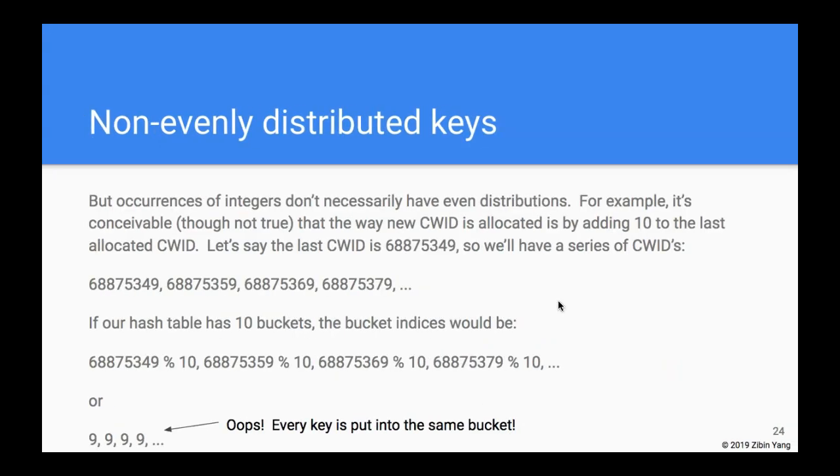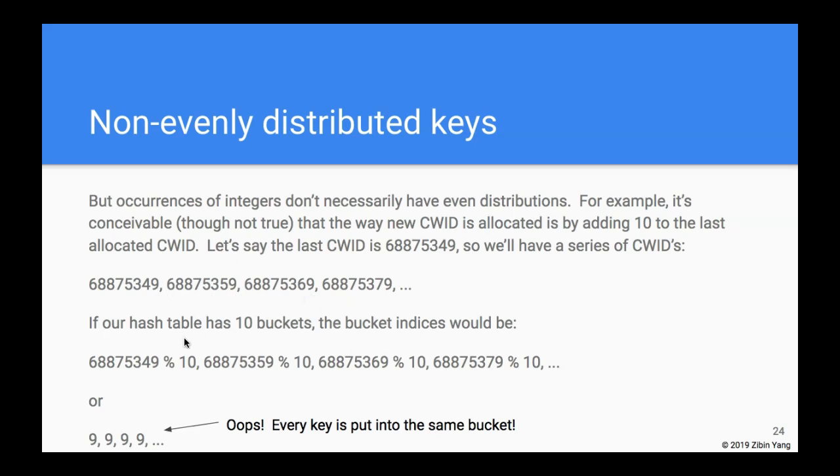Now, integers are not always evenly distributed, though. For example, I come up with this. This is a contrived example. It's not real, but it kind of illustrates the problem. Let's assume that whenever we want to allocate a CWID, it's done by adding 10 to the previously allocated CWID. So the last one that was allocated is this number, so ignore everything in front, it's going to stay the same. The last 2 digits are 49. So we start at 49. If we want a new one, we go to 59. We want a new one, we go to 69, 79, and so on and so forth.